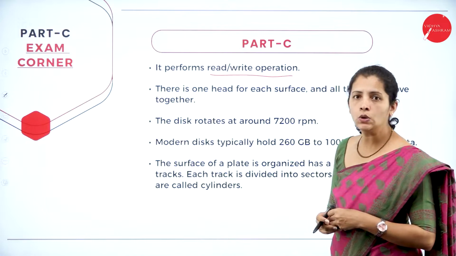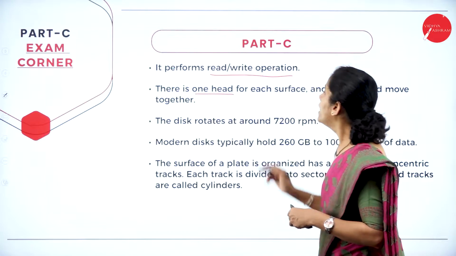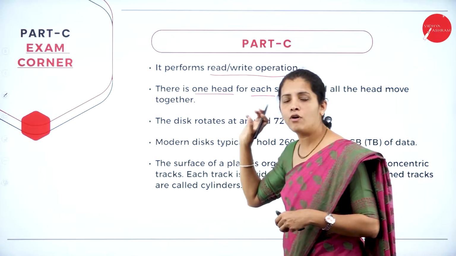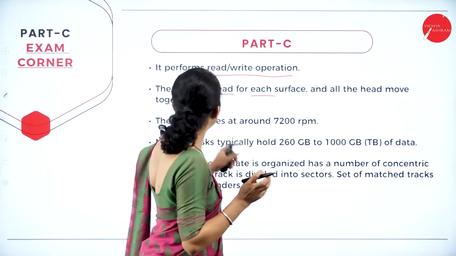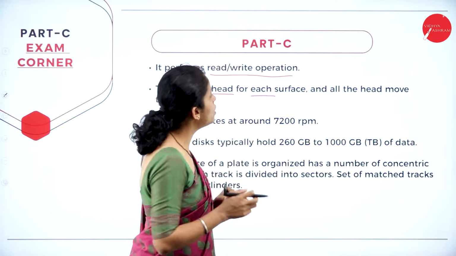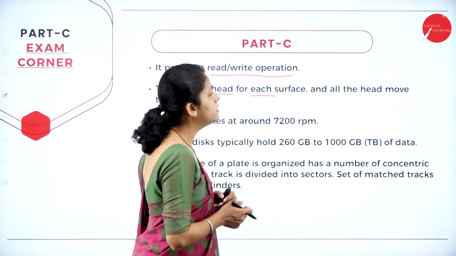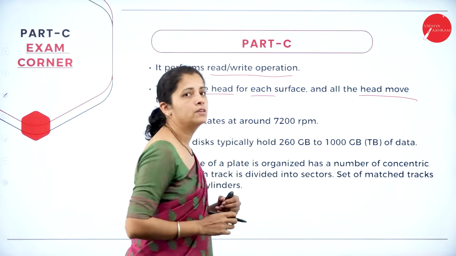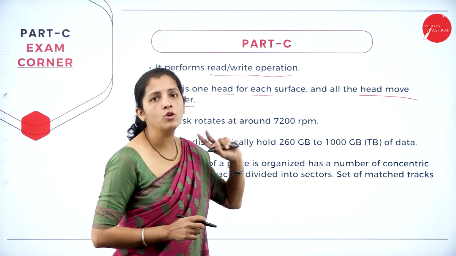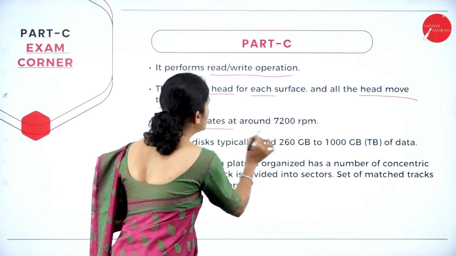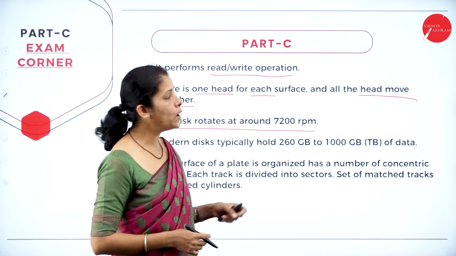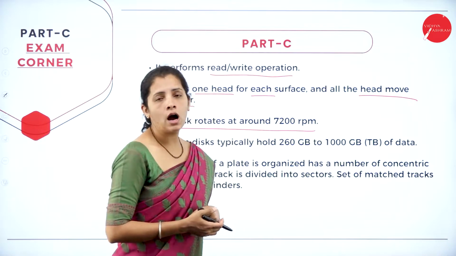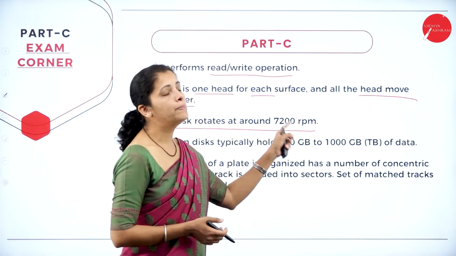Along with that, include a head for each surface. That means there is one head for each surface and each head is responsible for performing read and write operations, and the heads move together. Along with that, write the rotation speed. So what is the rotation speed here? It is 7200 RPM. That is rotations per minute.